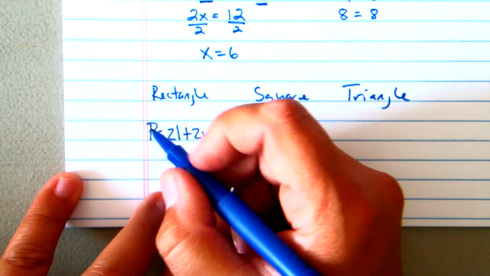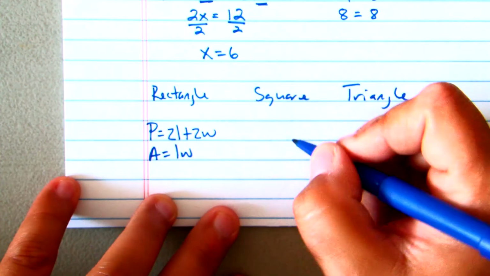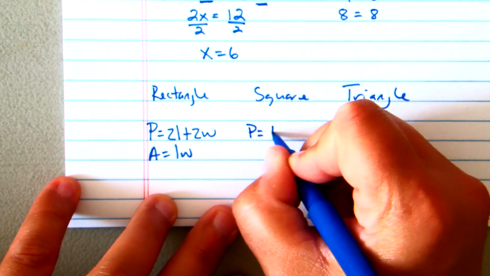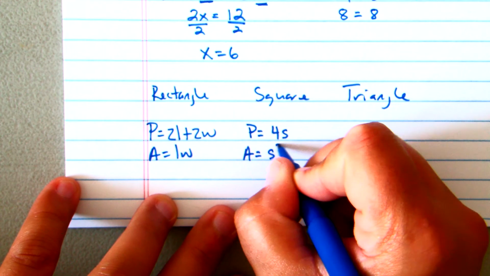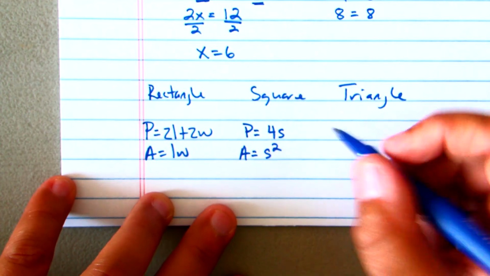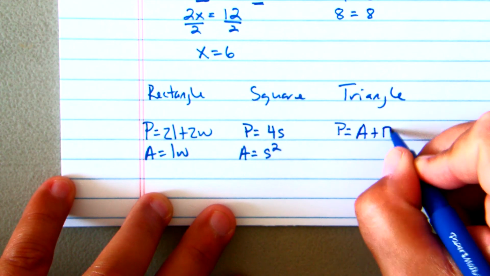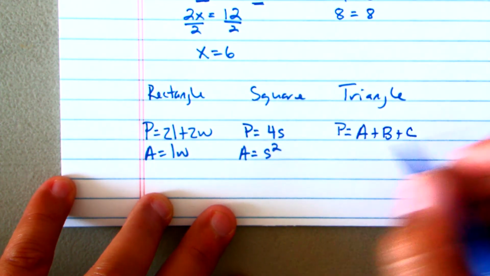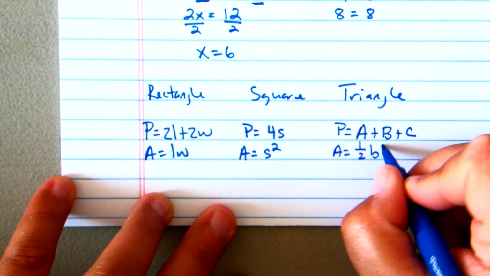The area of a rectangle is A equals LW. On a square, perimeter is equal to 4S. Area is equal to S squared, or side squared. On a triangle, the perimeter is equal to side A plus side B plus side C. The area of a triangle is 1/2 of the base and the height.